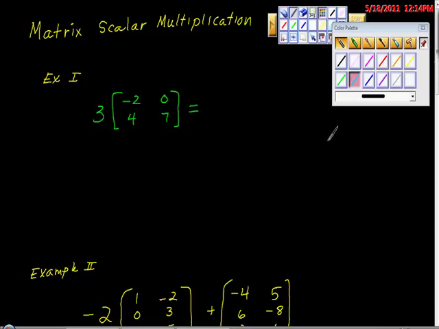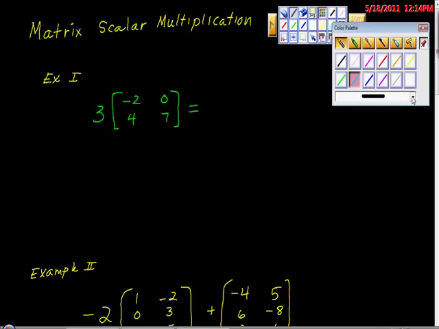Okay, so matrix operations, scalar multiplication, really simple stuff, I think. In matrix algebra, a real number is often called a scalar. To multiply a matrix by a scalar, you multiply each entry in the matrix by the scalar. This process is called scalar multiplication.